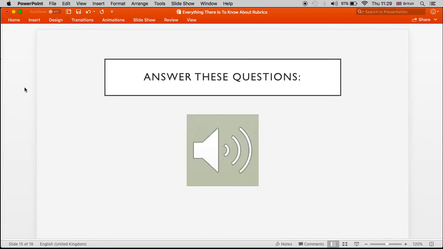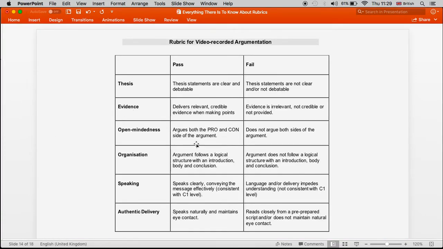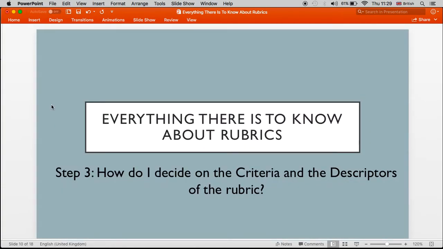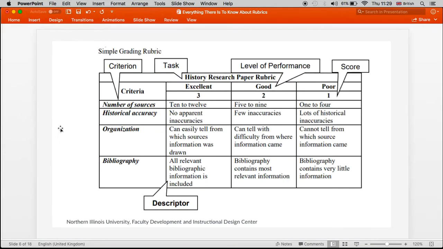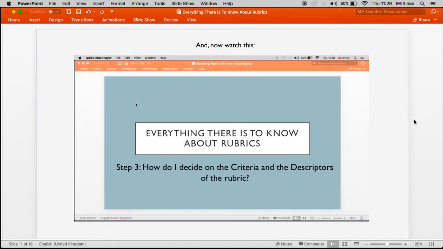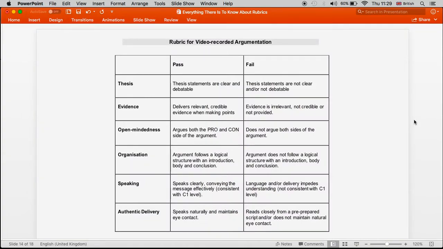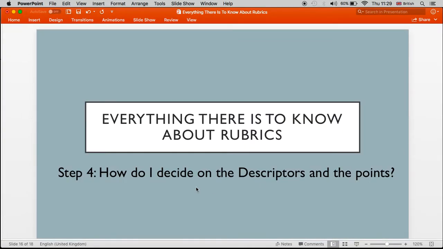So for example, where do we see that? These are the descriptors, where we actually decide what passes, what fails, or whether something is excellent, good, or poor. These are our descriptors. This is the criteria. These are the descriptors that tell us the level of performance. Now, how do we decide on those? Well, this can actually be one of the harder parts of designing a rubric.